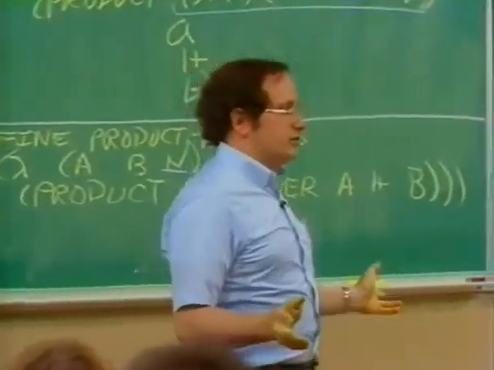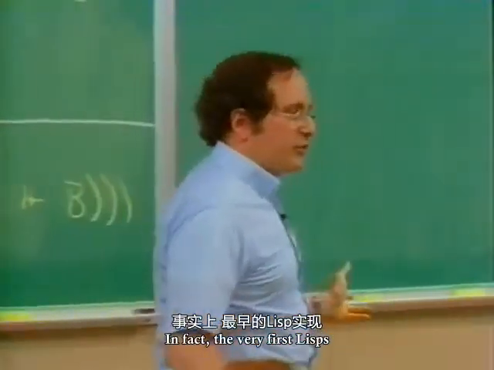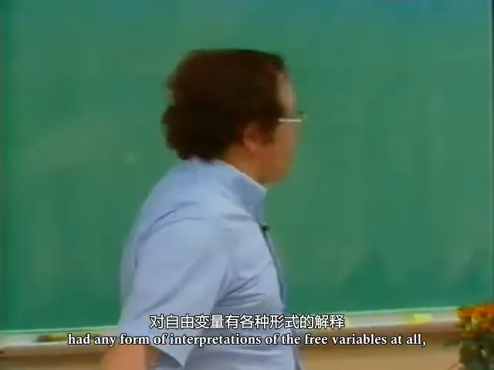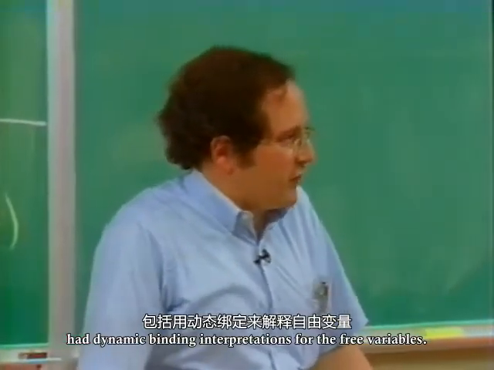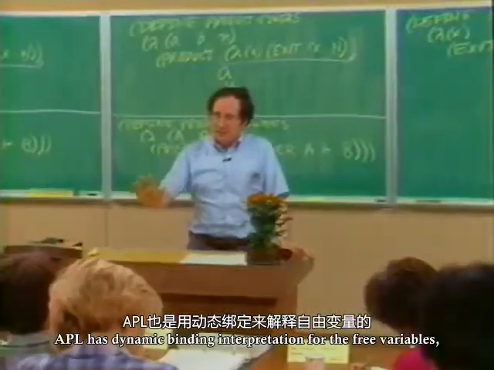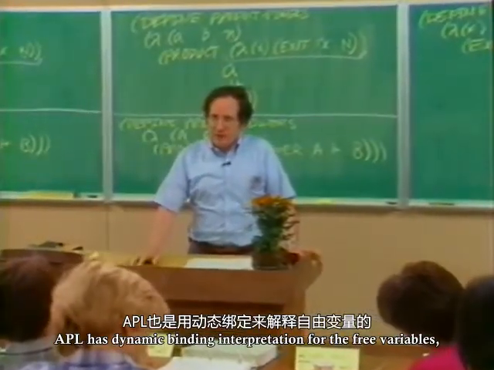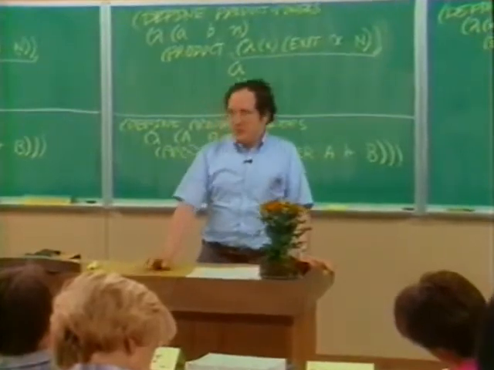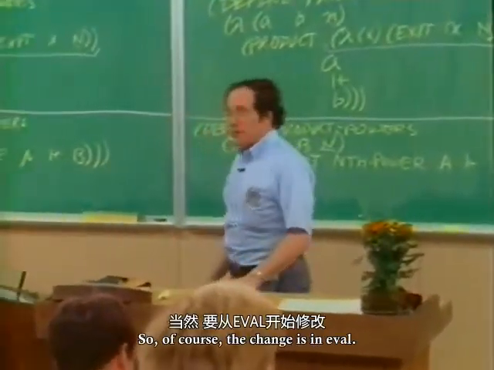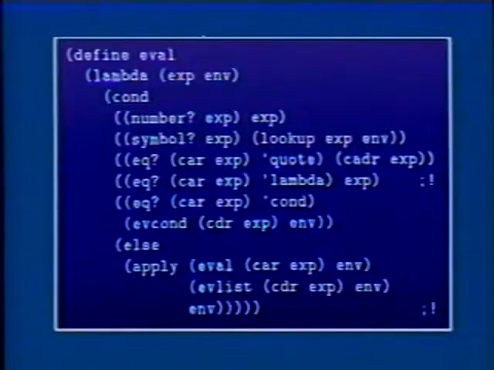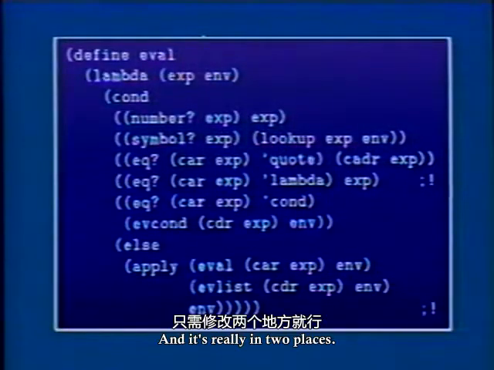That's real easy. In fact, the very first Lisps that had any interpretation for the free variables at all had dynamic binding interpretations for the free variables. APL has dynamic binding interpretation for the free variables, not lexical or static binding. So, of course, the change is in eval. Okay? And it's really in two places.